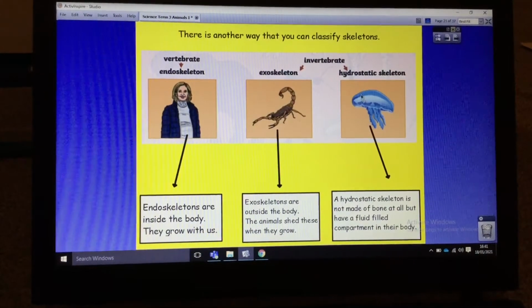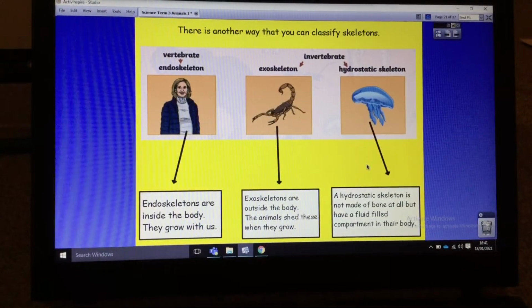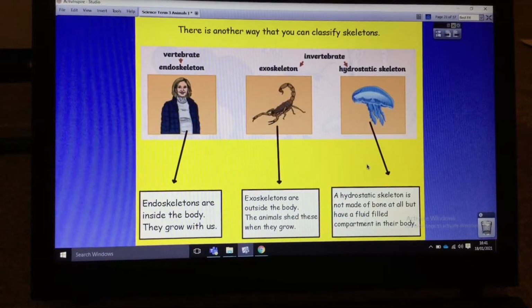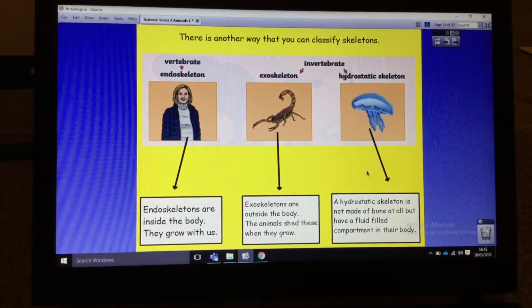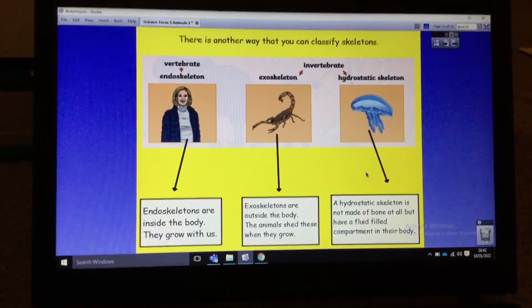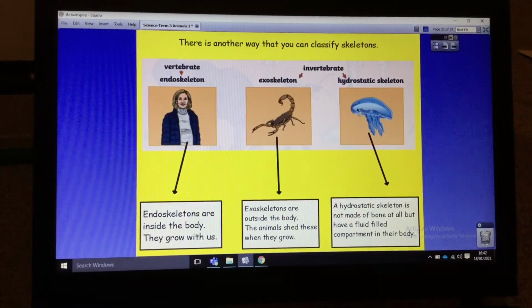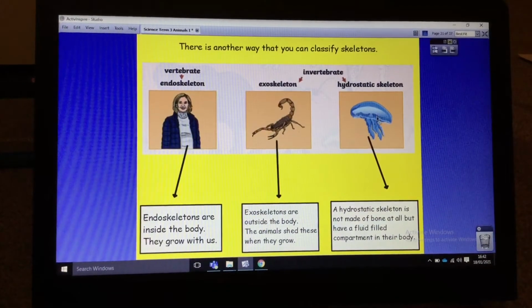Okay, now a hydrostatic skeleton is not made of bone at all, but it's a fluid-filled compartment in their body. So they have a big, like, sack of fluid almost, which protects all the important parts of that animal. So like a jellyfish, the dome on top of a jellyfish is a big sack of liquid which protects all of the important parts of the jellyfish underneath.